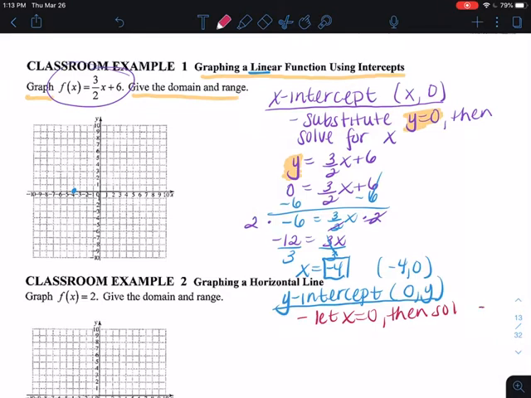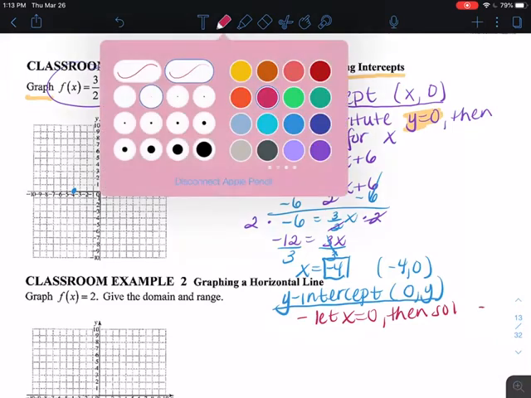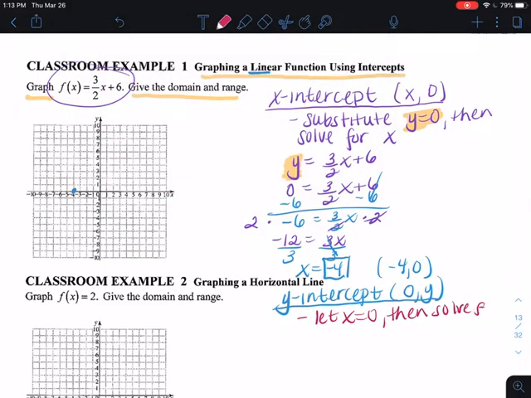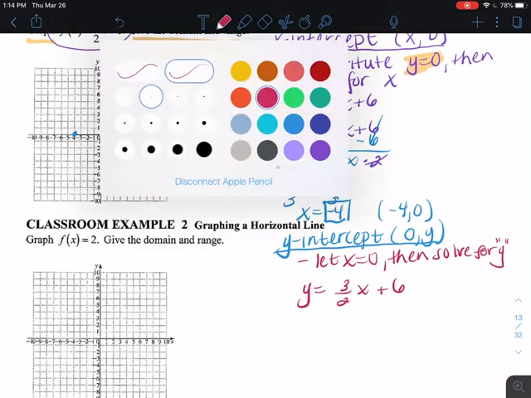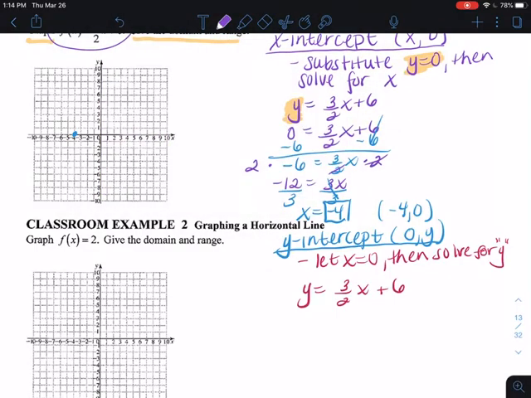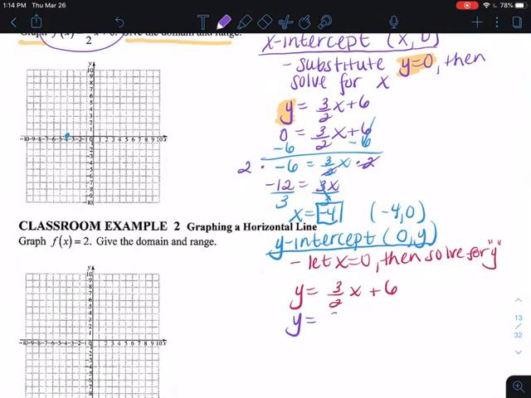All right. Then solve for y. So going back to the original function, f of x represents y. So this is y equals 3 over 2x plus 6. To get my y-intercept, in place of x, I'm going to put a 0. So this is y equals 3 over 2, and in place of x, 0 goes here, plus 6.